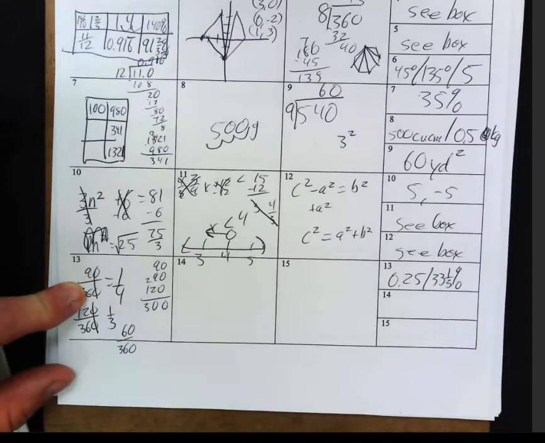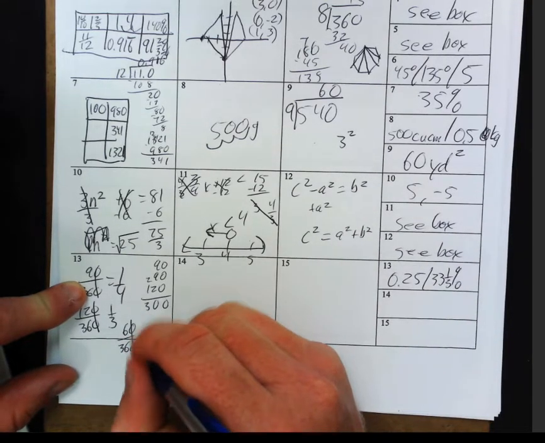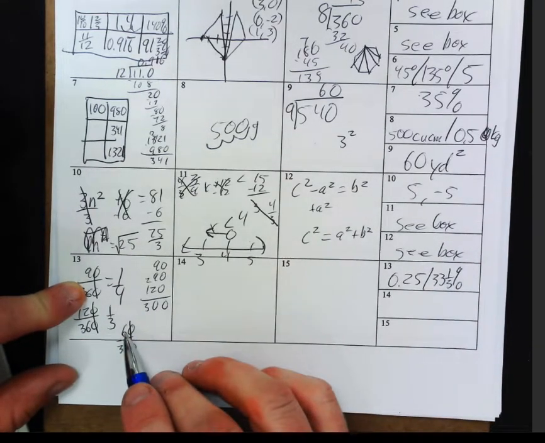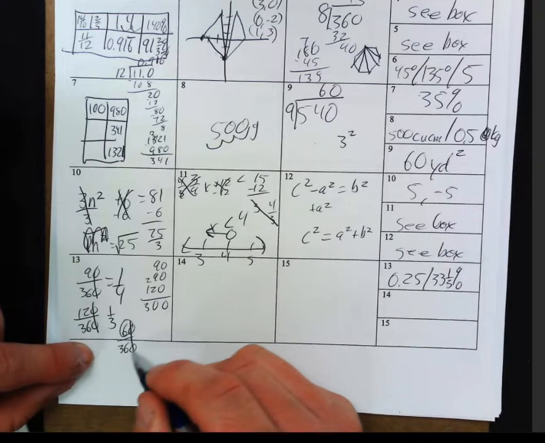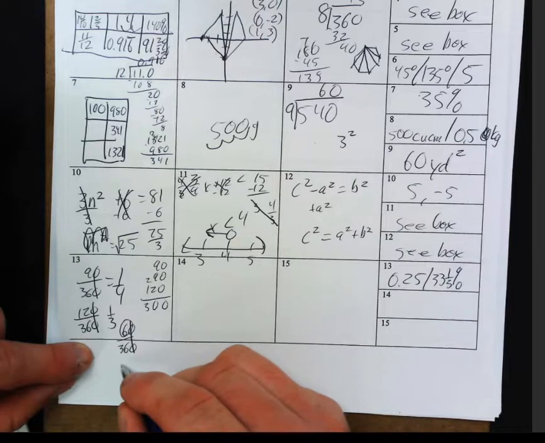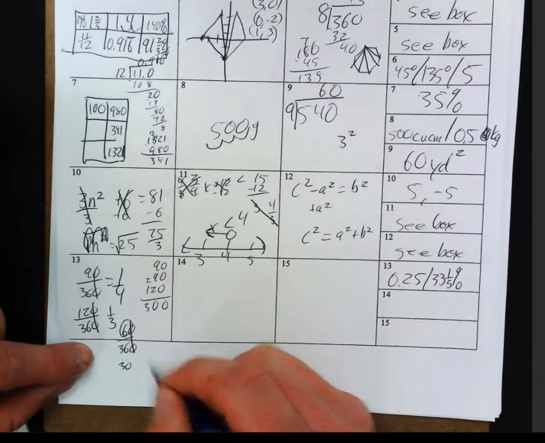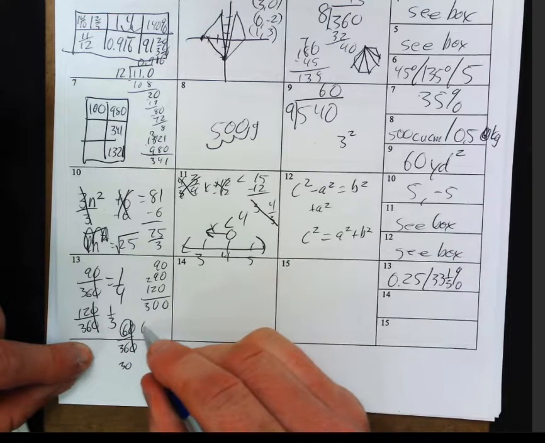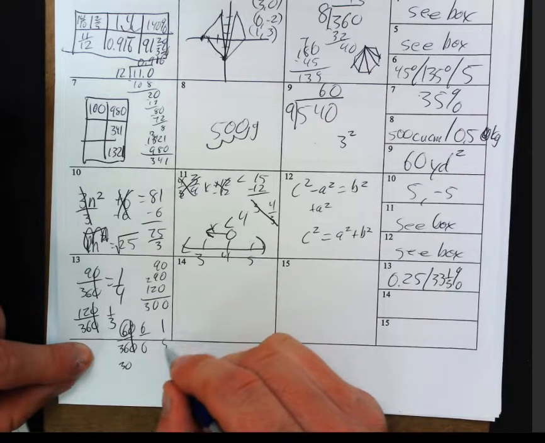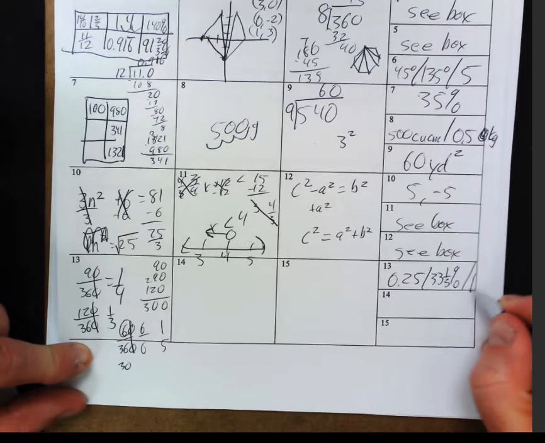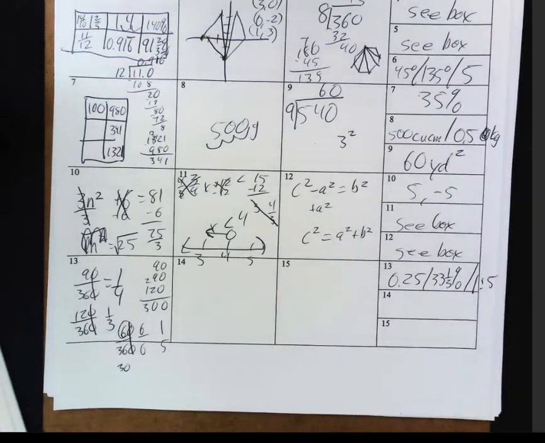Or I should probably do it this way, guys. If I cross off a 0, I'm down to 6 over 36. 6 is what I want. Subtract it from 36 is 30. That's what I don't want. Divide both those by 6. 6 divided by 6 is 1. 30 divided by 6 is 5. My odds are 1 to 5.